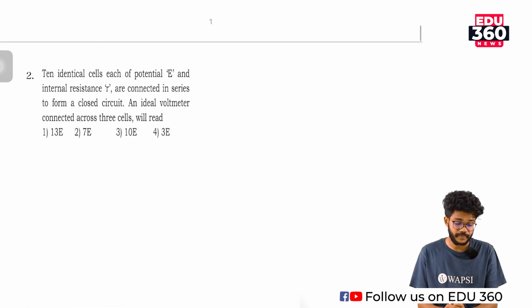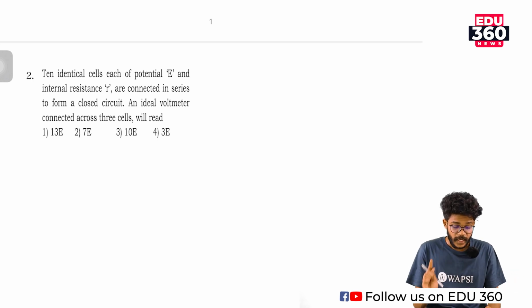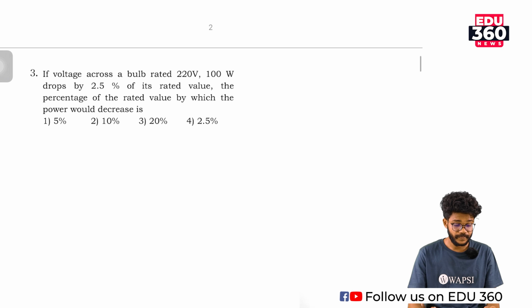And the second question: 10 identical cells, each of potential E and internal resistance R, are connected in series to form a closed circuit. An ideal voltmeter is connected across 3 cells. That means the voltmeter is connected only across 3 cells. What is the potential of one cell? E. For 3 cells it will be 3E. Direct question. So option number 4 is the correct answer. Okay, so we can move to the third question.